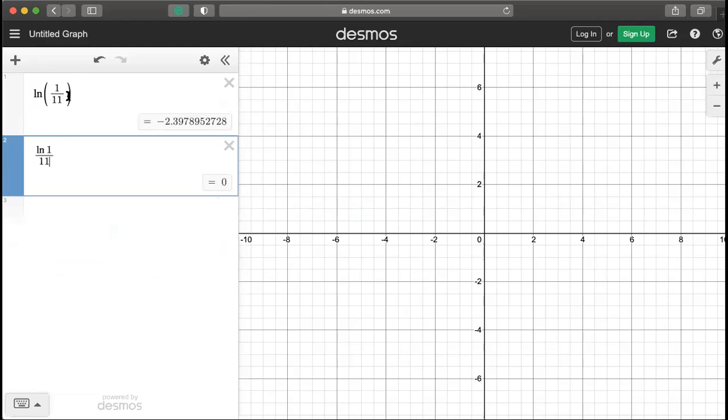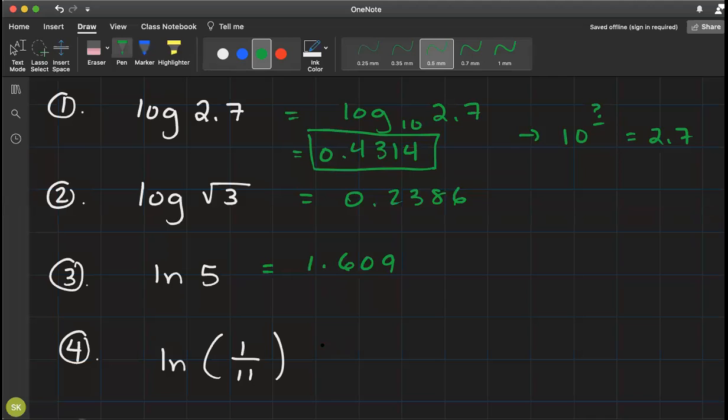So we got that this is equal to -2.398. So let's type that in. So this is about -2.398. Okay.